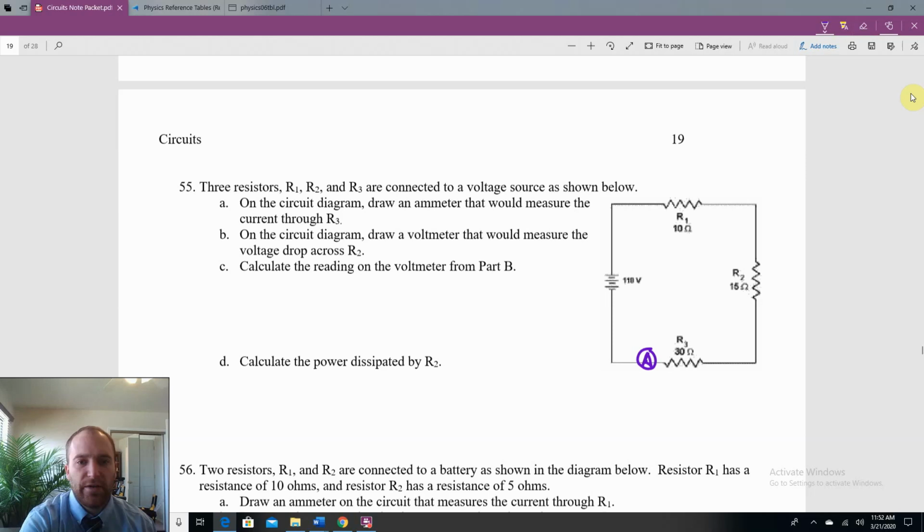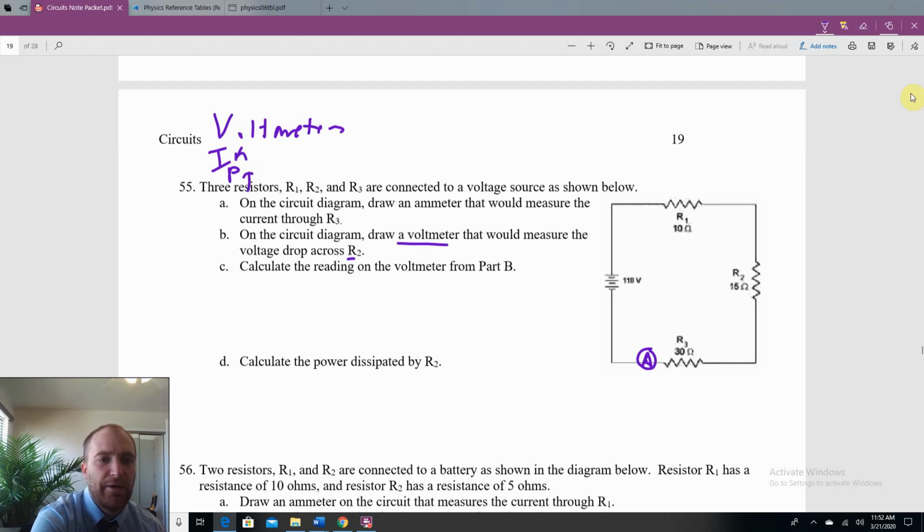On the circuit diagram, draw a voltmeter that would measure the voltage drop across R2. So if it helps, I think I brought this up in one of the other videos, or in class the other day, voltmeters go in parallel. Voltmeters go in parallel with whatever they're measuring. So if we want to measure the voltage drop across R2, I'm going to add a voltmeter right here.